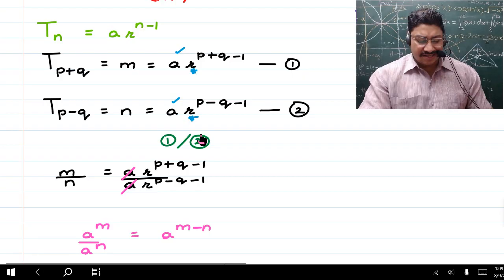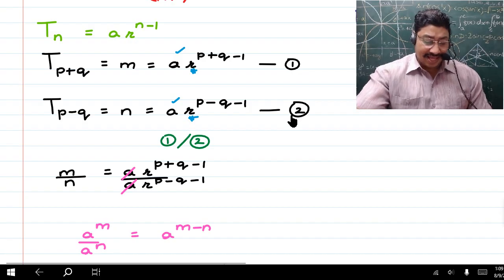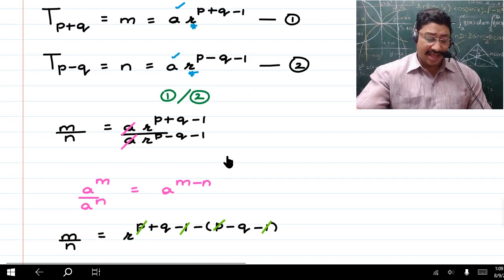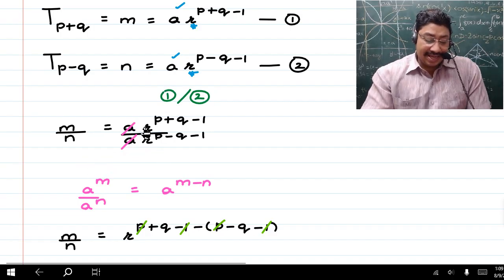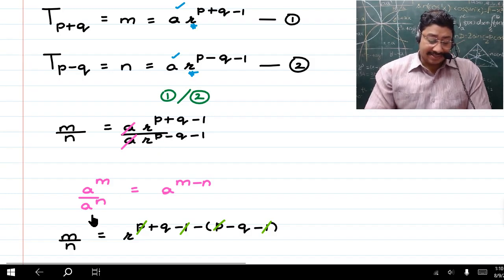So for the children, next we will be dividing both of these equations, and in that we get to see that on the left hand side we will have m upon n, and on the right hand side a gets cancelled, and then we have something like a raised to the power m divided by a raised to the power n. So obviously that becomes equal to a raised to the power m minus n.